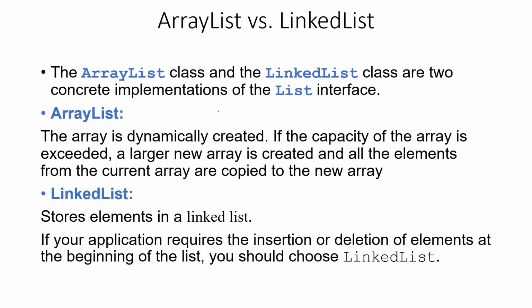So what are the differences? ArrayList is actually an array, but it's a dynamically created array. If you fill all the capacity of the array, it creates a new array in a different place and copies all the elements from the current array to the new array. This is how it increases the size.